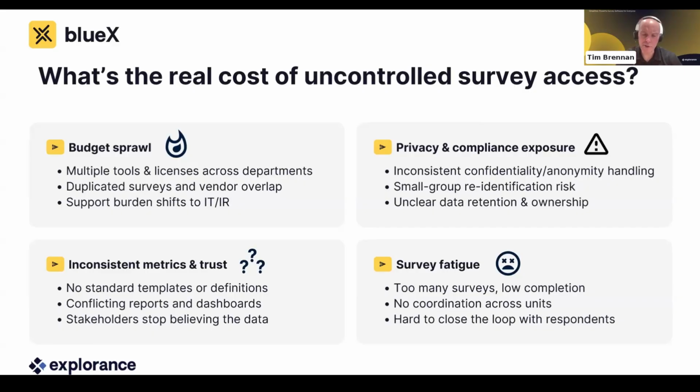There can also be an issue that you've alerted us to around inconsistent metrics and trust. What happens when two parts of a university ask the same question in a different way and get different results? The issue then becomes a trust issue. People don't trust the data because it's giving you two different answers. And of course, survey fatigue. The more surveys that are out there, the less control there is, the more that has an impact on your response rates.